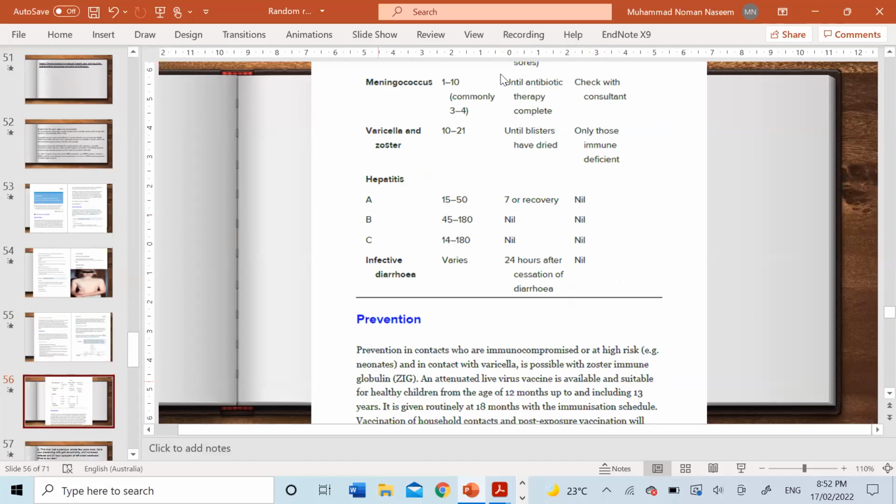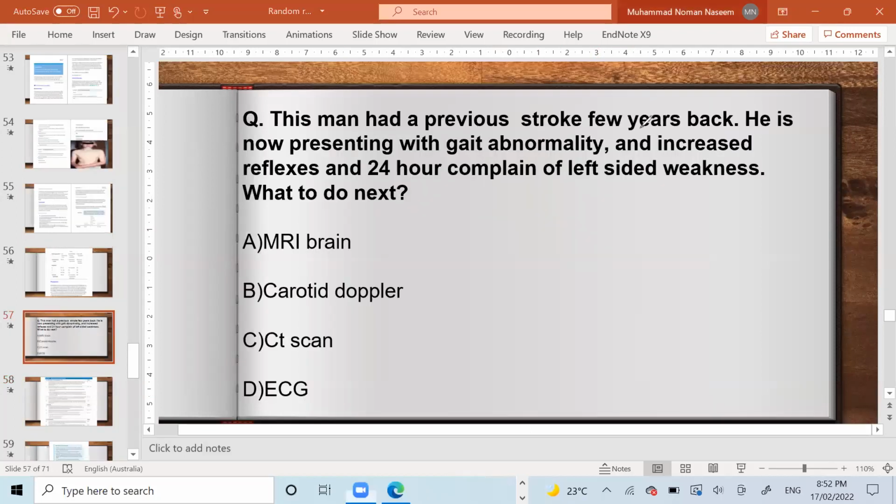Okay. All right. Our next question is, a man had a previous stroke a few years back, now presenting with gait abnormality, increased reflexes, and a 24-hour complaint of left-sided weakness. What do you want to do next in this patient? MRI brain, carotid Doppler, CT scan, or ECG? Very good, Dr. Sidra, Dr. Sherris. Very good, Dr. Anna.